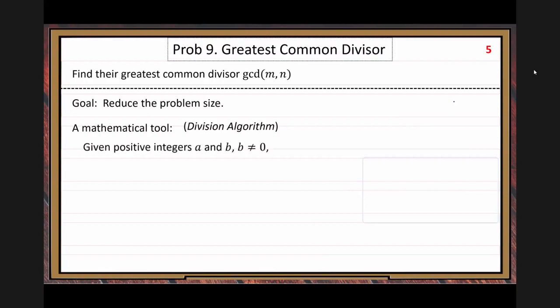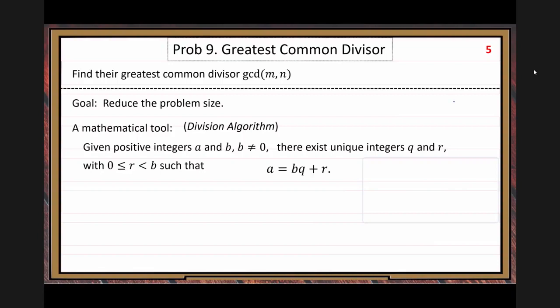All right, so simple. So what's that? Given positive integers A and B, B not equal to zero, we can do integer division. There exist unique integers Q and R, Q for quotient, R for remainder, such that the remainder R must be in the range between zero and B, zero inclusive, but B exclusive. The remainder cannot be the same as the divisor B. So we can write this formula: A equals B times the quotient Q plus the remainder R. So simple, right? That's integer division, but you need to keep the remainder.